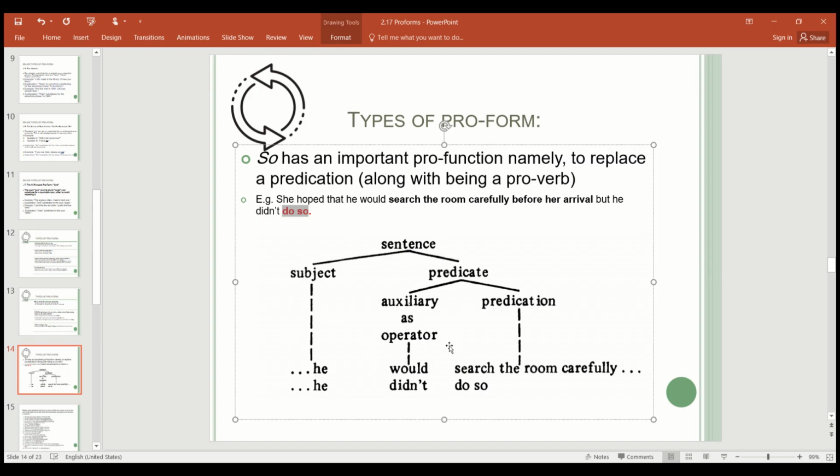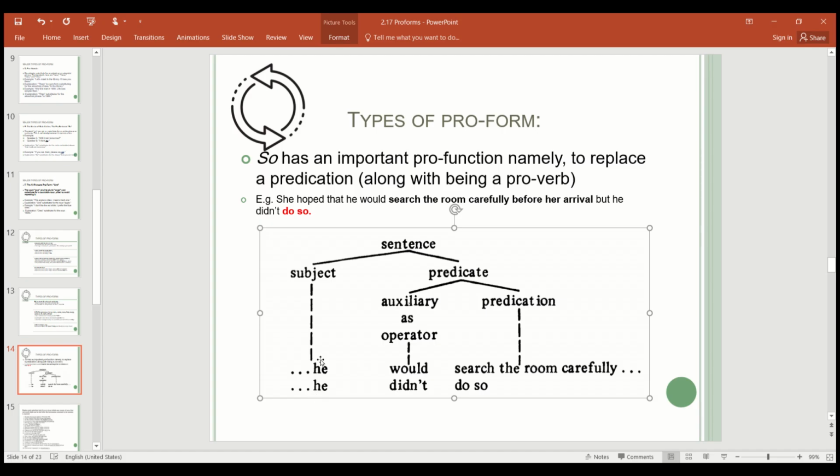A tree diagram shows it better. We have the subject and we have the predicate. With the predicate, we have the operator or the auxiliary, and we have the rest of the sentence, which is the predication. So the sentence would be right at the beginning, he. This is the second clause. In the book, they are analyzing the second clause. It's because we have three clauses, actually. She hoped, this is the first clause, and then we have the second clause. So they are analyzing the second clause, okay?